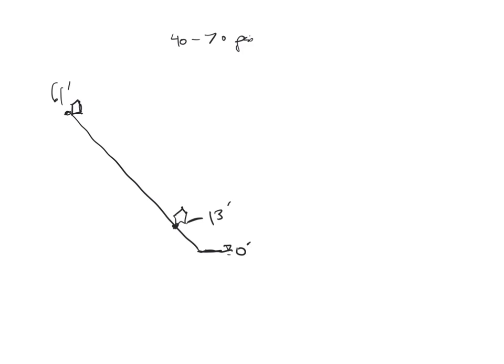We're going to have the lowest pressure at the highest point, and we're going to have the highest pressure at the lowest point. So down here, we want to be sure that this house has less than 70 psi, and up here, we want to make sure this house has greater than 40 psi. If this top house has greater than 40 psi, the bottom one will, and if the bottom one has less than 70 psi, the top one will as well.